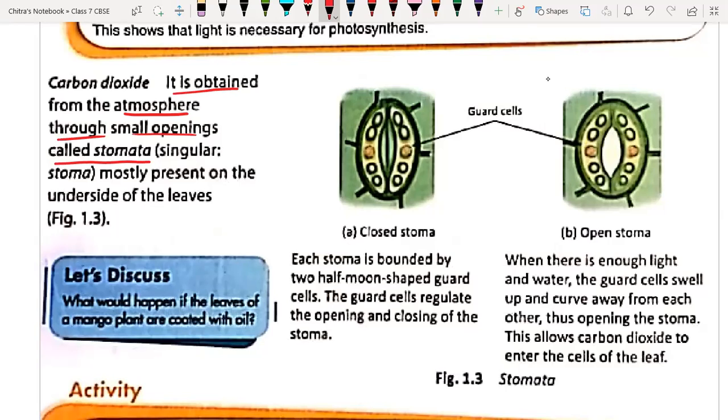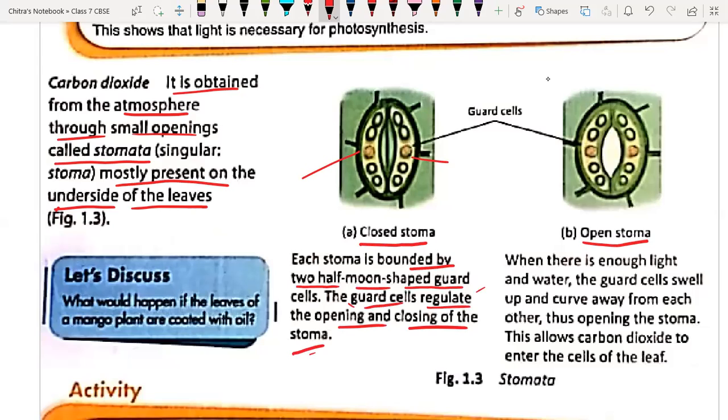Plants contain small openings called stomata on the dorsal surface of the leaf, mostly present on the underside of the leaf. That underside means the dorsal surface. Each stomata is bounded by two half-moon shaped guard cells. These guard cells are very important. They control the opening and closing of stomata. So here we have the closed stomata and here we have the open stomata. The guard cells regulate the opening and closing of the stomata.